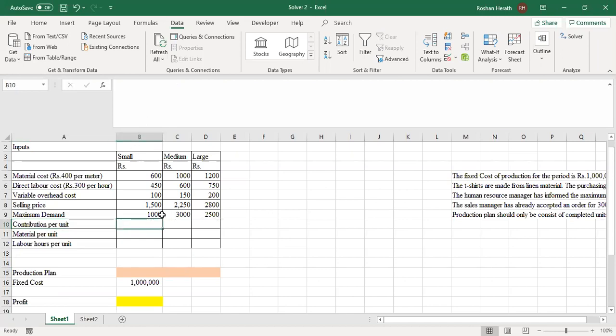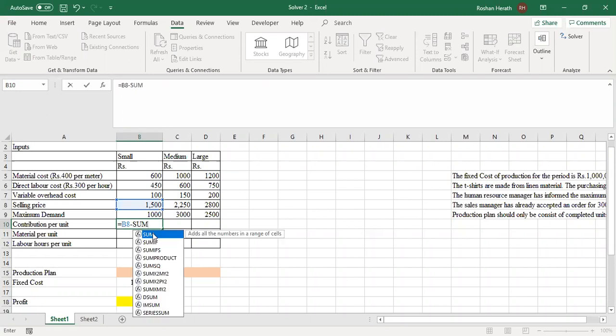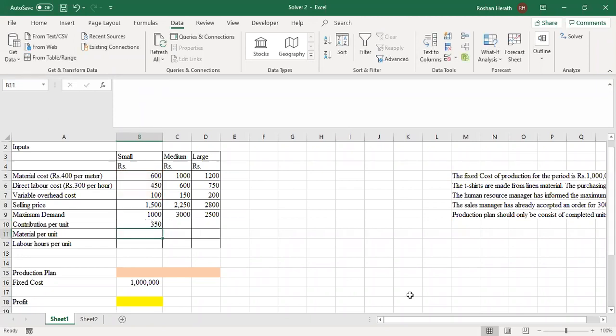So depending on the given information, let's get it done. The selling price is given, and you deduct the variable cost that is given. You are given the variable cost: material, direct labor, and variable overhead. So you can see for the small t-shirts, there is a contribution of 350 per unit. Then we have the medium and the large. You can simply drag them and get the contribution. So now you have the contribution information.